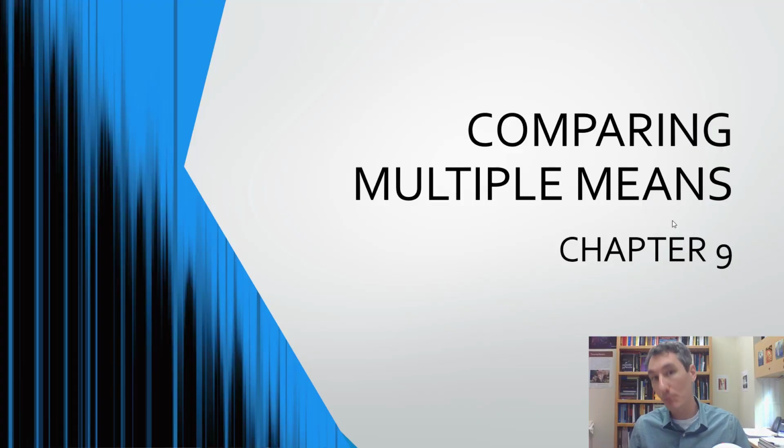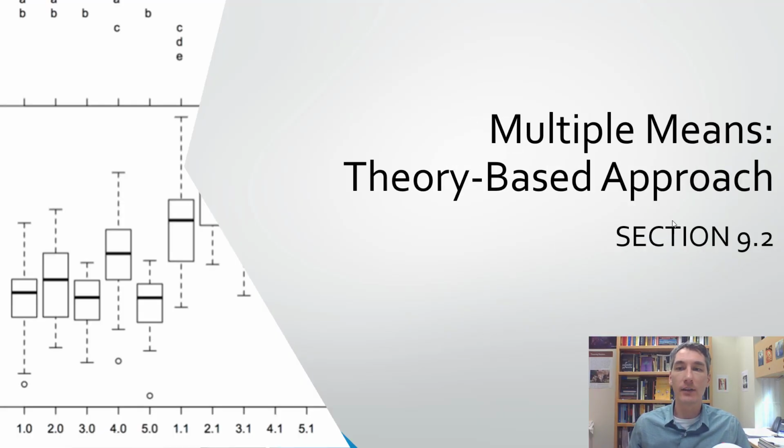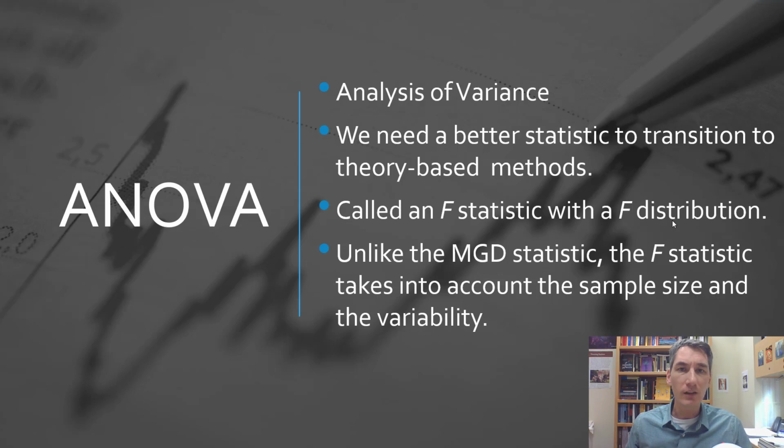This time we're looking at Chapter 9, Multiple Means, and in particular, Section 9.2, a theory-based approach to multiple mean inference. This topic is usually called ANOVA, which is short for analysis of variance. That's the kind of test we do when we're comparing more than two means, in the same way that we did the chi-squared test for multiple proportions, we do an ANOVA test for multiple means.